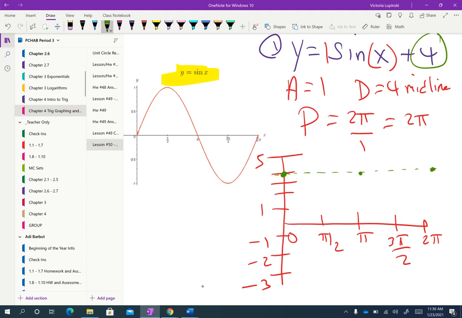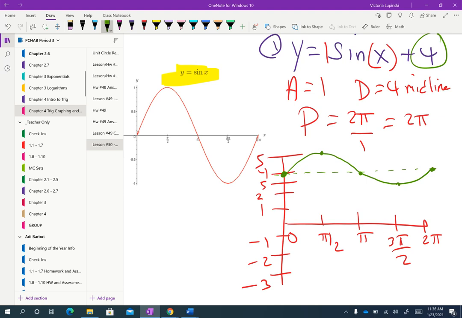Then because the amplitude is 1, you're going to go up 1 for the pi over 2, and you're going to go down 1 for the 3 pi over 2. And so those would be values of 5 and 3, respectively. If you were to connect them, you would hopefully notice that it looks the exact same as the original sine wave. Obviously, it looks a little bit shorter, but that's just because of the scale. Remember, it's not really important that they're drawn to scale. So that's one way that you can graph these.